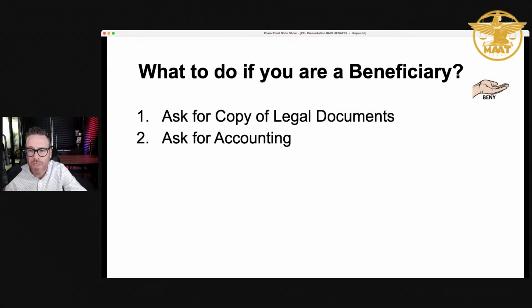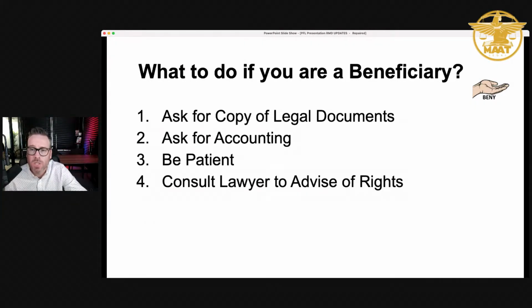So if they don't provide that for you, ask. And you want to ask in writing. Always ask in writing so you have proof of it. And then be patient. If they're giving you an accounting, they're giving you copies of the documents, it does take time.